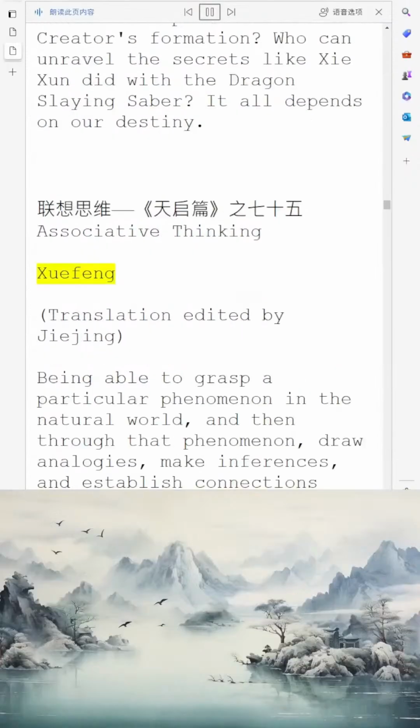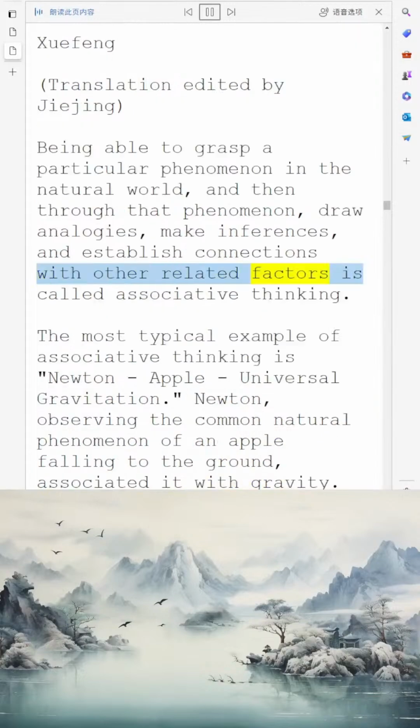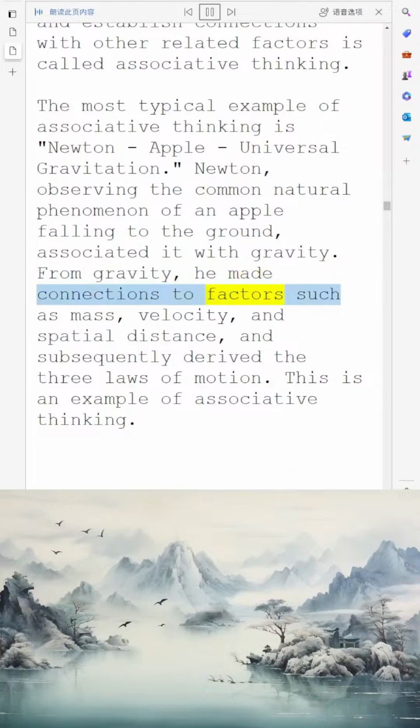Associative thinking, Xiefeng, is being able to grasp a particular phenomenon in the natural world, and then through that phenomenon, draw analogies, make inferences, and establish connections with other related factors. The most typical example is Newton, Apple, universal gravitation. Newton, observing the common natural phenomenon of an apple falling to the ground, associated it with gravity. From gravity, he made connections to factors such as mass, velocity, and spatial distance, and subsequently derived the three laws of motion. This is an example of associative thinking.